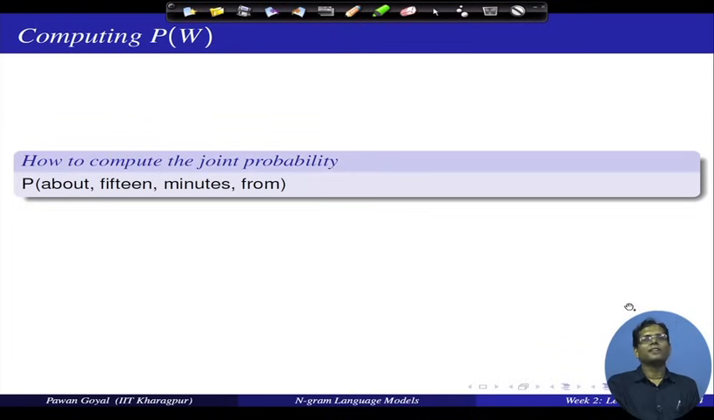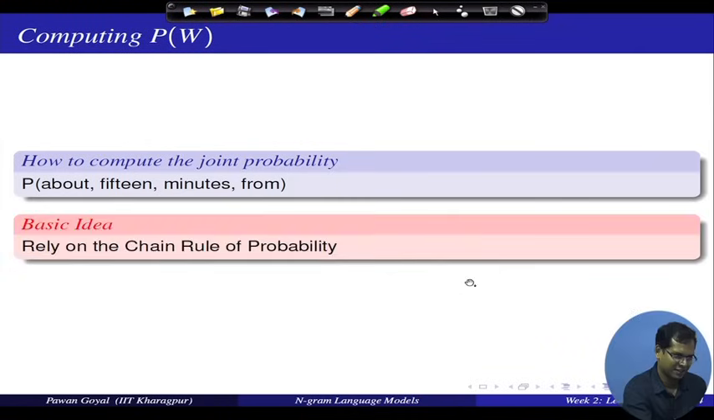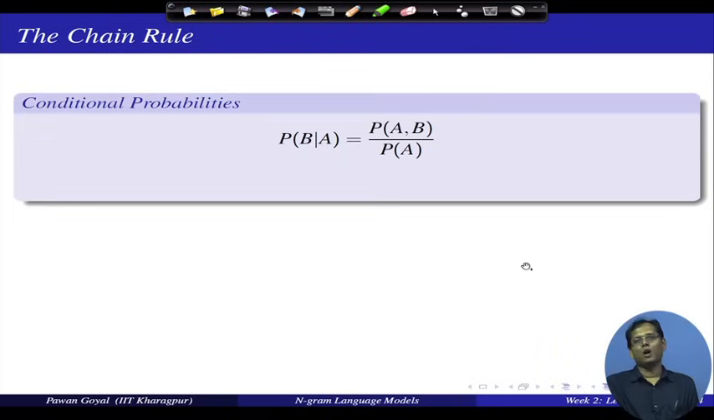Okay. So now how do I actually compute probability of this sequence? W means sequence of words here. Suppose from the examples that we were taking initially, I have the sequence about 15 minutes from. I want to compute the probability of the sequence. Now suppose I do not tell you anything else, what is the simplest model that you will apply to compute this probability? You'll probably apply the chain rule of probability. Remember chain rule of probability. It derives from conditional probabilities.